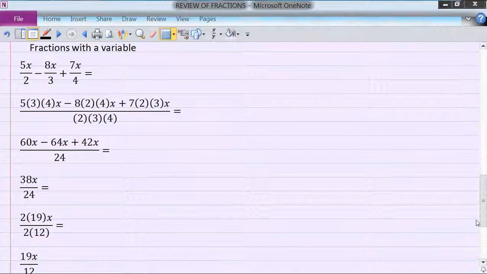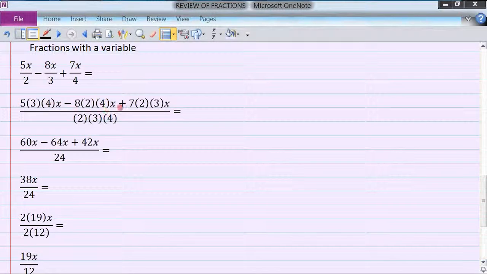Now let's say you have a variable and you have these. So as I said, you could put the 2, 3, and the 4 here, right? Since the 2 appears here, multiply the 5x by the 3 and the 4. Since the 3 appears down here, multiply the 8 term here by 2 and 4, right here. And since the 4 appears here, multiply the 7x by the 2 and the 3. So you've got all these terms.